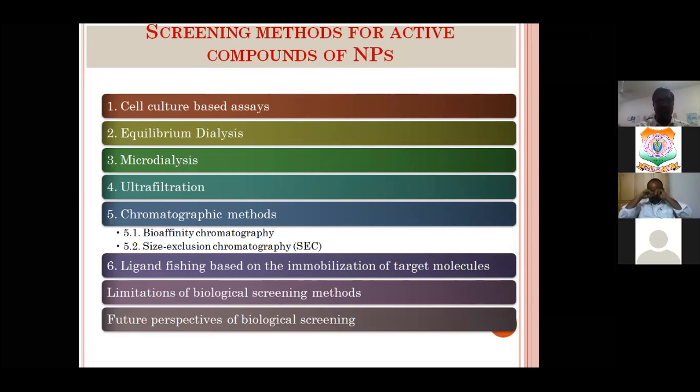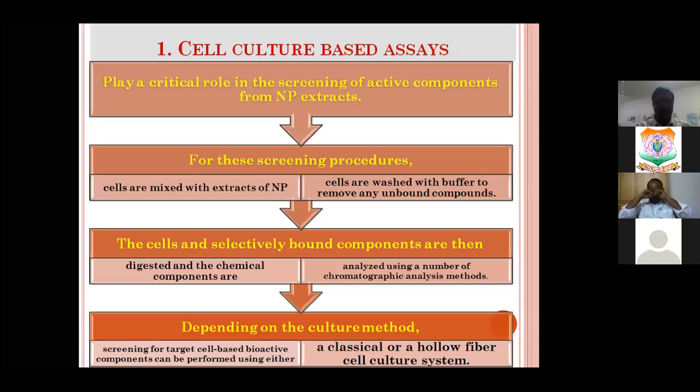What is this? This is important and plays an important role in cleaning up active components from the natural products. In these screening procedures, particular cells, for example a liver cell, hepatocytes, or kidney cells, are mixed with the extract of the natural products, then the natural products bind to the cells, and the unbound compounds are washed away with buffers and removed.